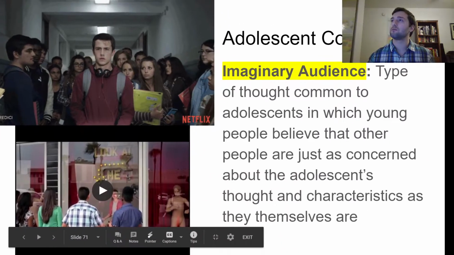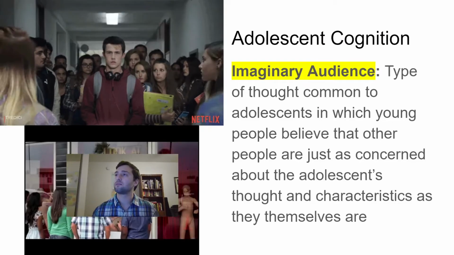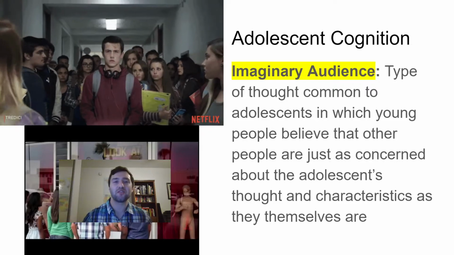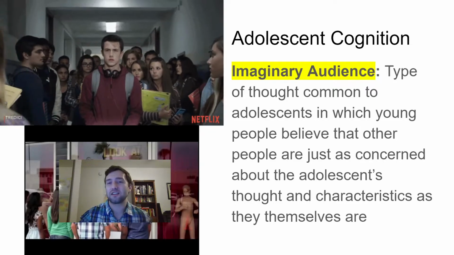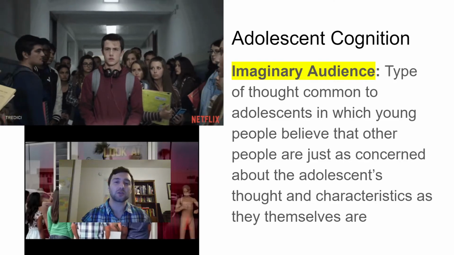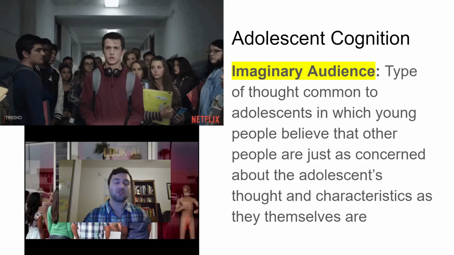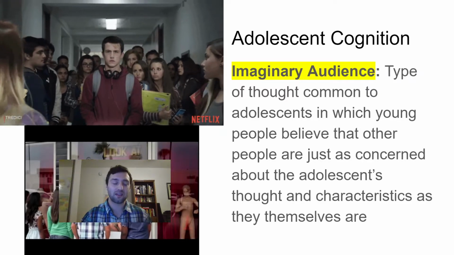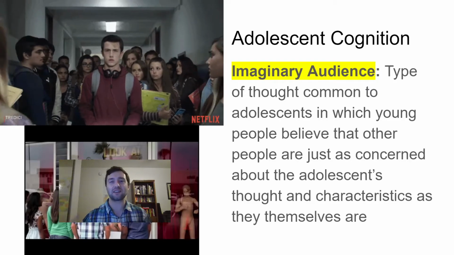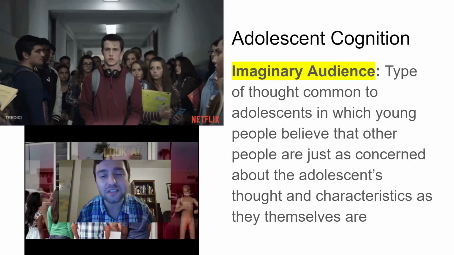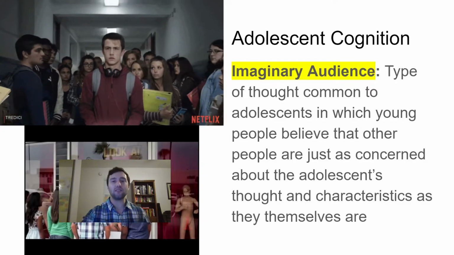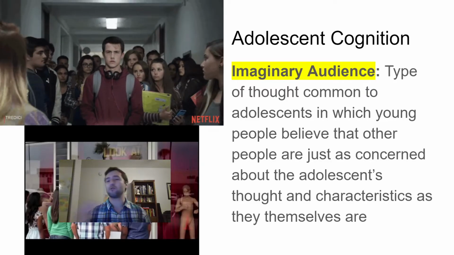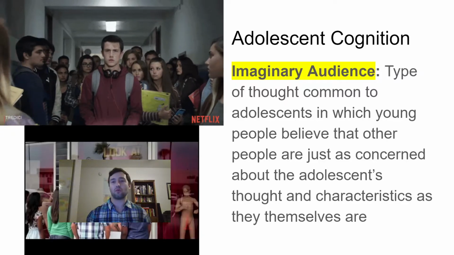Next we see what is called the imaginary audience. So the imaginary audience is pretty simple, and I'm sure all of us have felt it at some point. Imaginary audience is a type of thought common to adolescence in which young people believe that other people are just as concerned about the adolescent's thoughts and characteristics as they themselves are. Now again, this is a very wordy definition. It sounds really weird, but it's pretty simple. It's basically this idea that you believe that everyone else is as focused on how you look, what you said, how you dressed, what you're thinking about as you are.